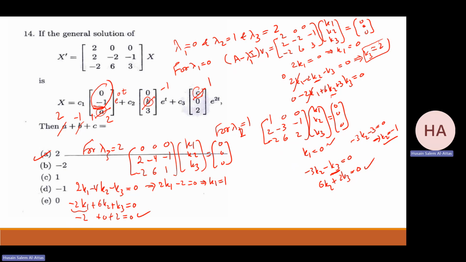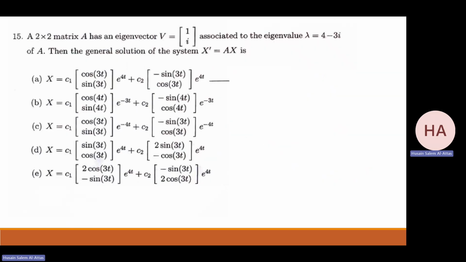I don't need to solve everything, since I know here I will substitute this is K2 and this is K3, I can get K1, and the same for the other ones. So sometimes you can do these tricks.